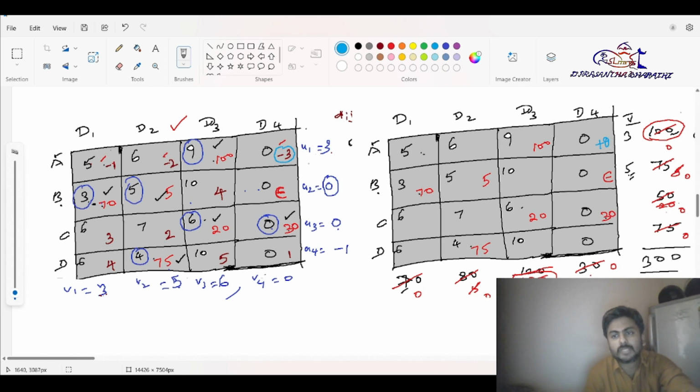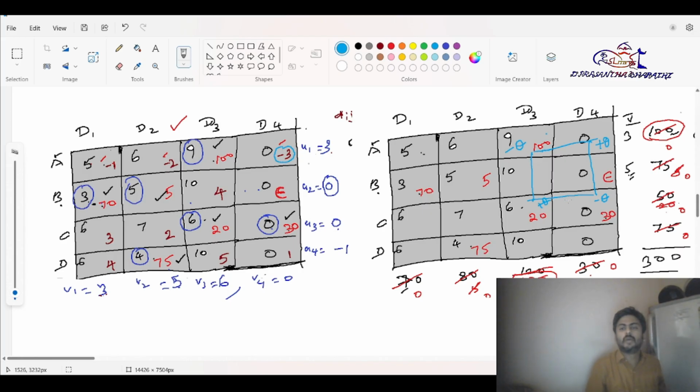If I put plus theta here, then I have to draw the closed loop. The closed loop is from this plus theta to this allocation. Here I am going to put minus theta, and the next allocation is here. This is plus theta, and the next allocation is here. This is minus theta, and I am going to close this loop with plus theta. So this is the closed loop.